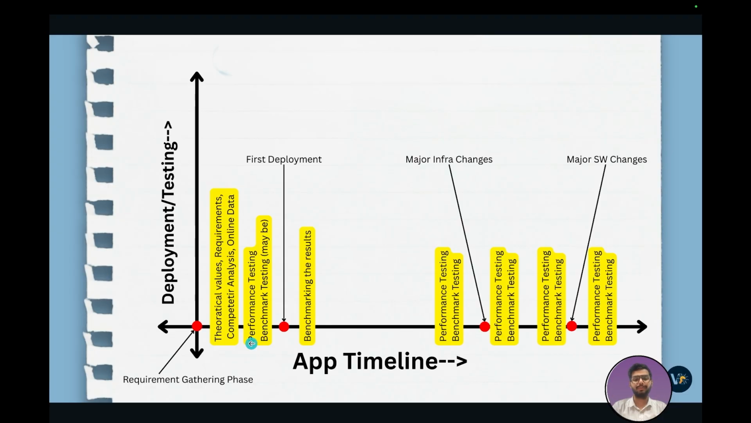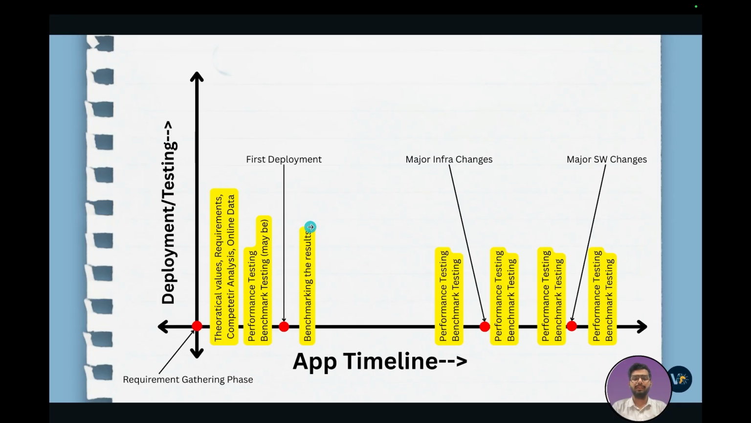after the first performance testing. And then let's say now we have the first deployment. So now what we do is we benchmark the results that we have gathered during this first deployment cycle. And then let's say wherever we have subsequent or major infra changes or major software changes, we usually do performance testing and benchmark testing before and after all of these changes that we might face.